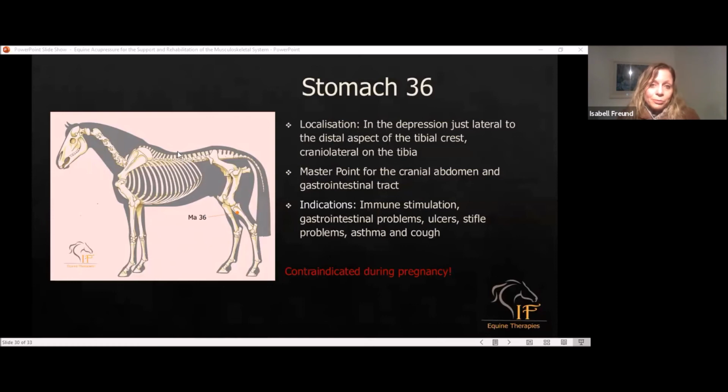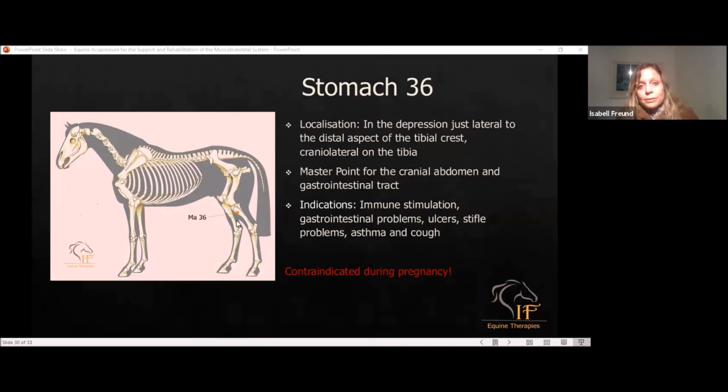So maybe in addition to bladder 20, if you have problems in that regard, so that you have muscle atrophy or muscles are not properly building up even though you are putting in the work, you could use bladder 20 for the spleen, bladder 21 for the stomach, but also stomach 36 to address it, because it benefits and strengthens the function of the spleen of transporting qi to the muscles and nourishing the muscles. And this one is in the depression just lateral to the distal aspect of the tibial crest, craniolateral on the tibia.